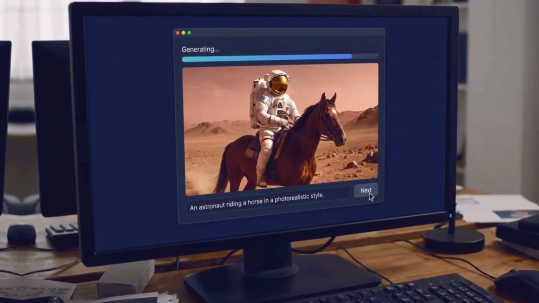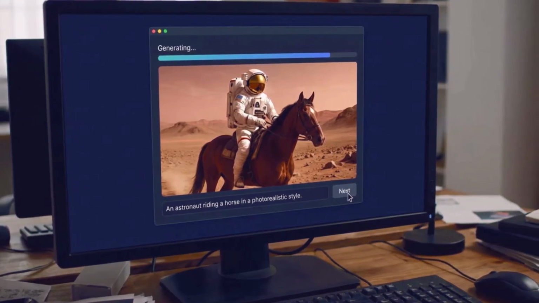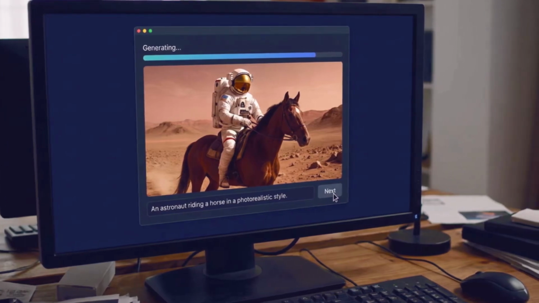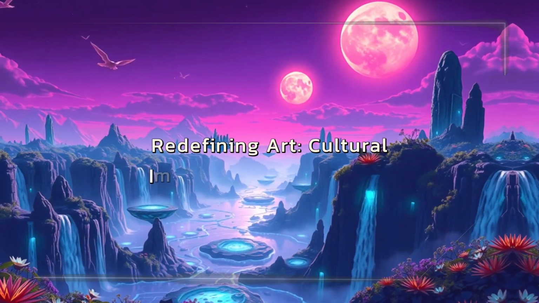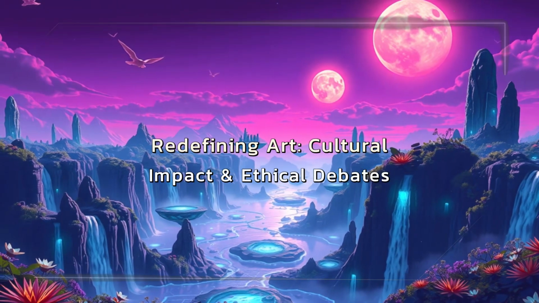But as these incredible images began to flood our feeds, a new set of questions, far more complex and unsettling than the technical challenges, began to surface. So, the machine can create. It can paint, it can draw, it can render our wildest dreams in stunning detail.